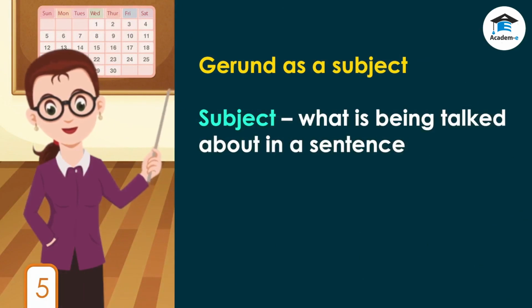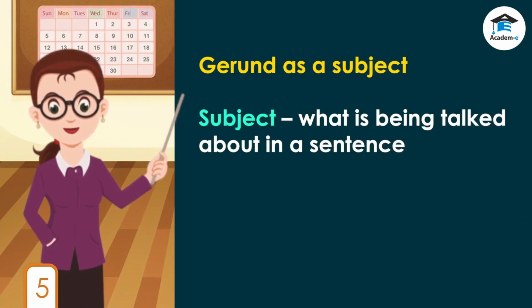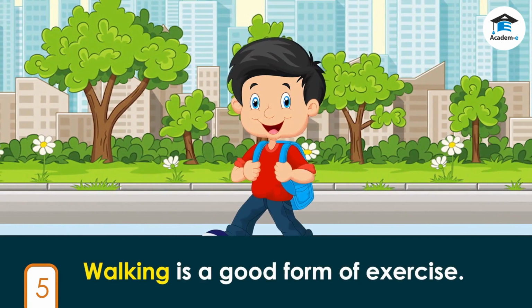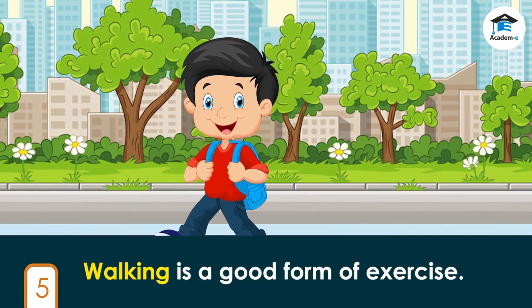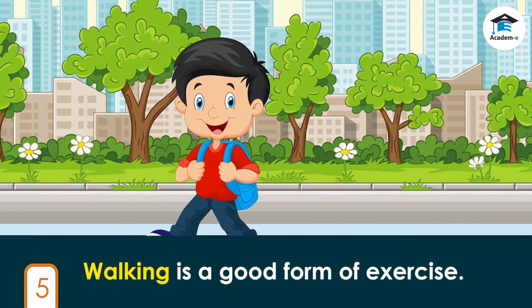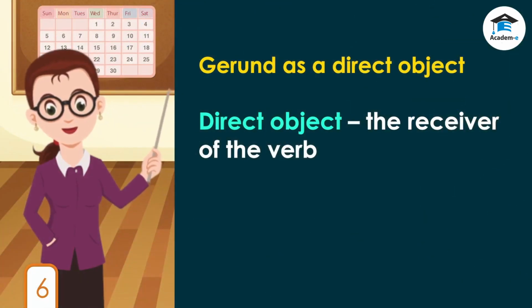Gerund as a subject. Example: Walking is a good form of exercise. The gerund, walking, is the one being talked about in the sentence. It is the subject.